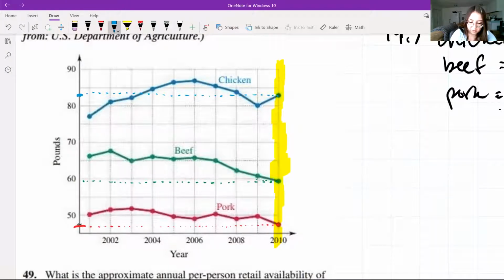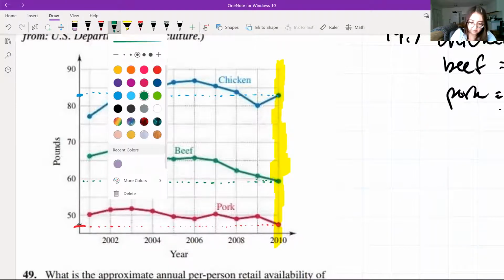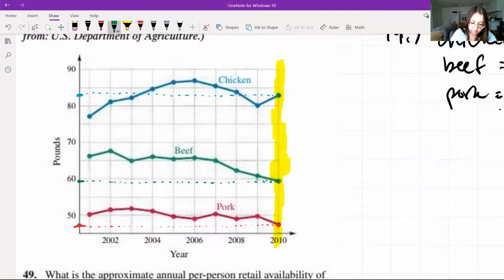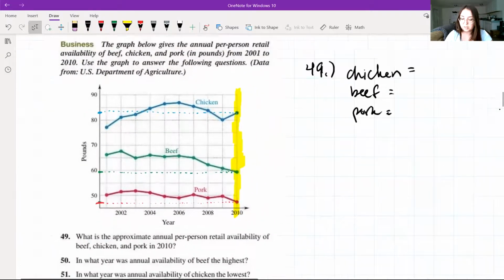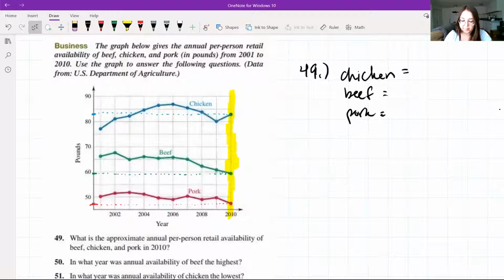So we see we have a mark here and a mark right about there. All right, so we made our points. And all we're doing is finding the approximate retail availability of each one of these meats. So if we're approximating, let's draw our little curvy equal signs. This just means we're approximating.